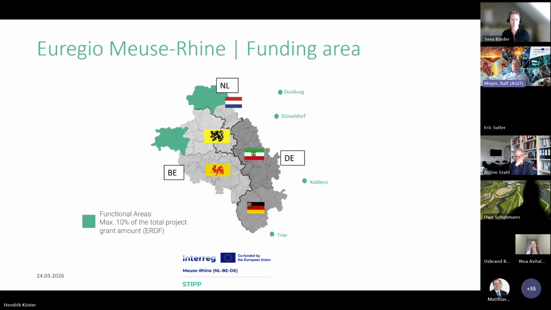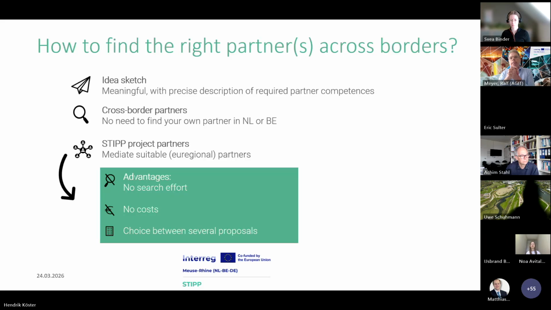Here you can see our area to show you a little bit what we are talking about. So we have 5 different regions. And we also have an opportunity to involve companies from the surrounding areas, but only to a maximum of 10% of the total project amount, grant amount.